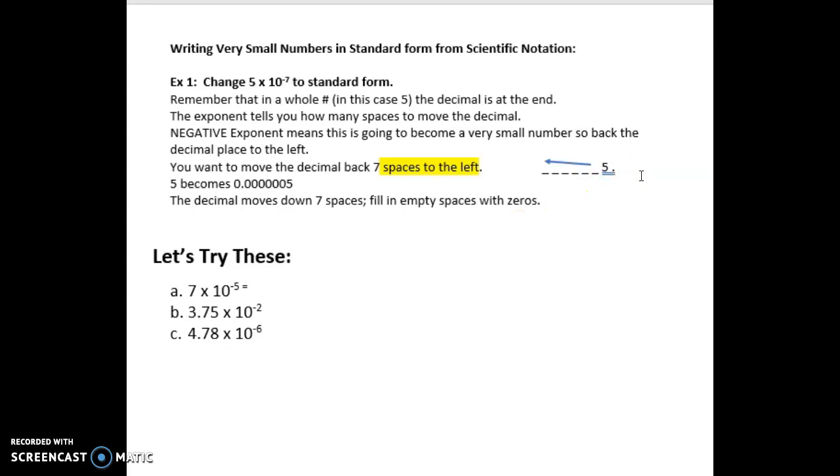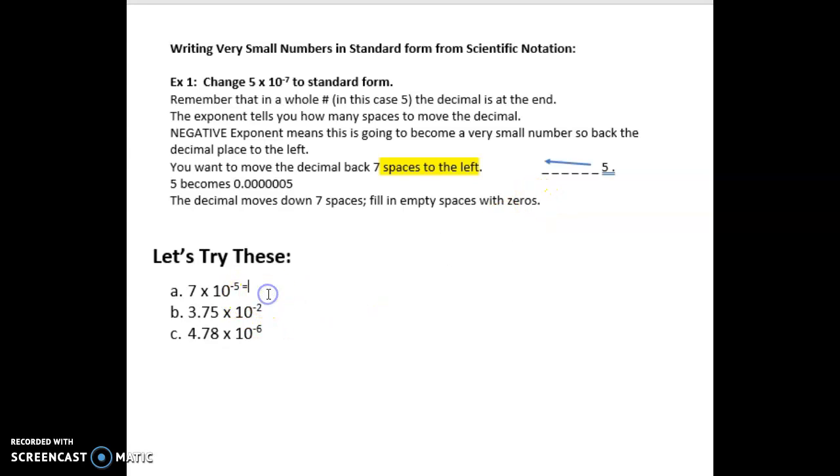So if the decimal was once behind 5, we have to move it 1, 2, 3, 4, 5, 6, 7 times. And it now becomes 0.00000005. Woo! That's a very small number. The decimal moves back 7 places, and we need to fill in those place values with any zeros.